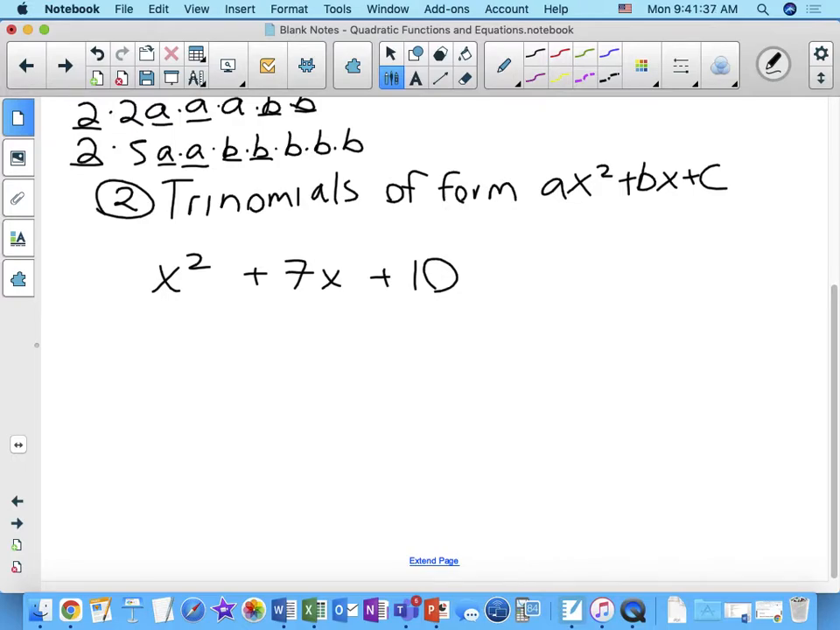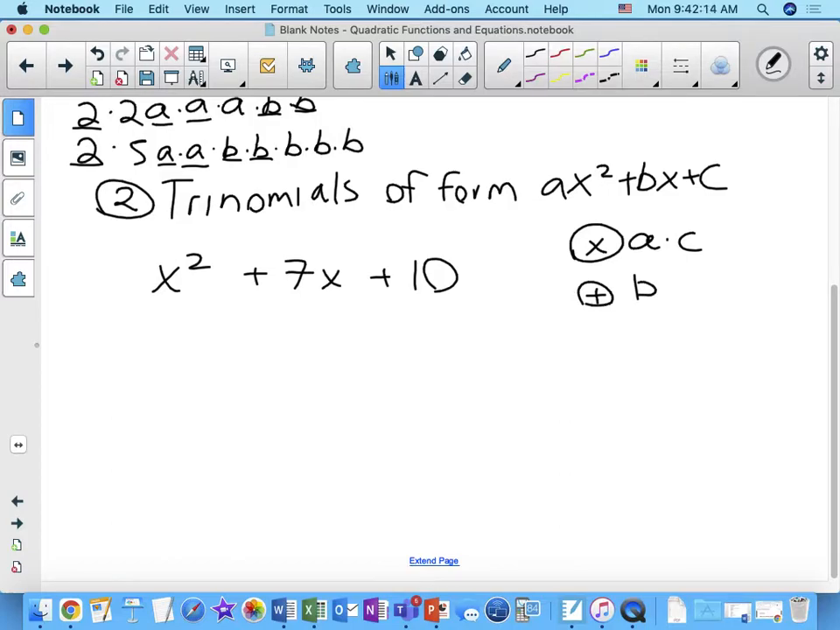No, because the coefficient of the x squared is 1. If one of the coefficients is 1, there's not going to be a numerical greatest common factor, right? And then only the first two have an x in them. The third one is a constant, so there's no x greatest common factor. So there's no greatest common factor there, okay? Now, if there's no greatest common factor and it's a trinomial of this form, it's factorable if you can find two numbers that multiply to a times c and add to b.